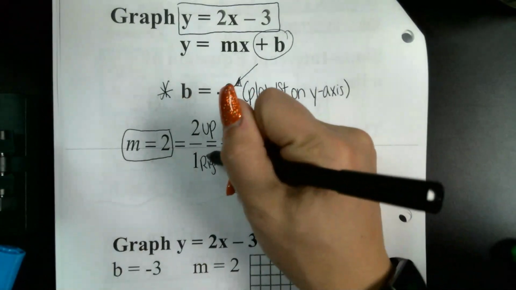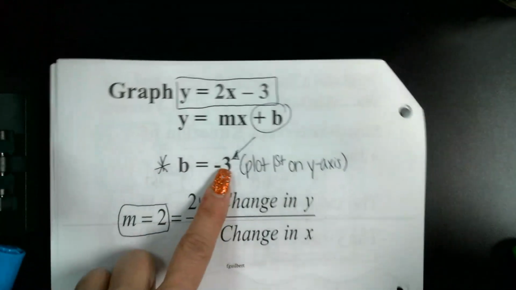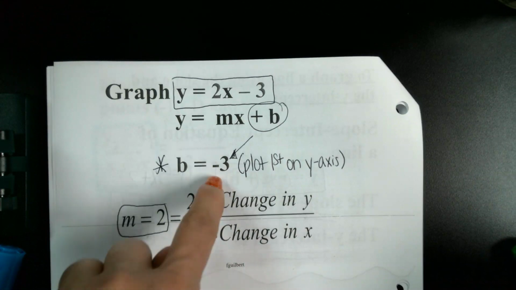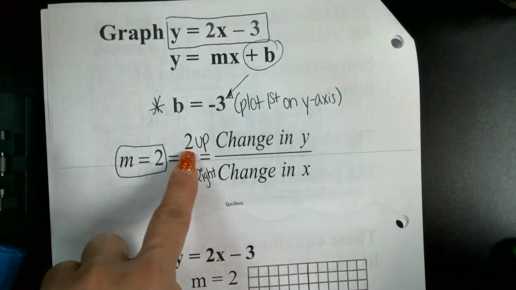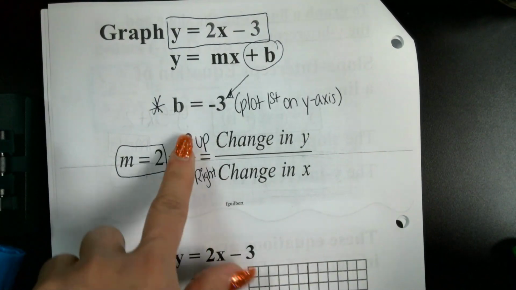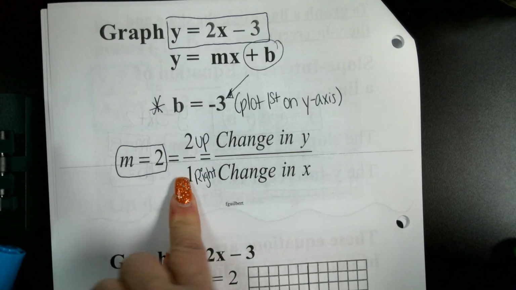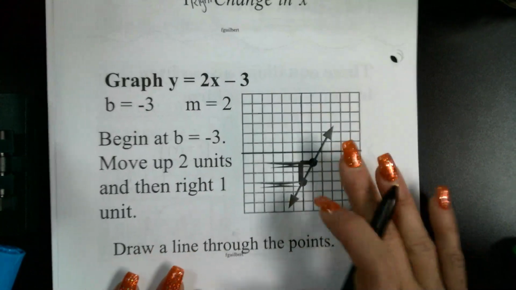Okay, so this is literally all you do. It's real simple. We're going to plot the -3 first, and then as soon as I have my dot there, I am going to physically count up 2, right 1, and then I'm going to put a new dot. And then I'm going to go up 2 more, right 1 more, put a new dot. That's all you do. Okay, so if you guys look down here at the bottom, that's what they've done.